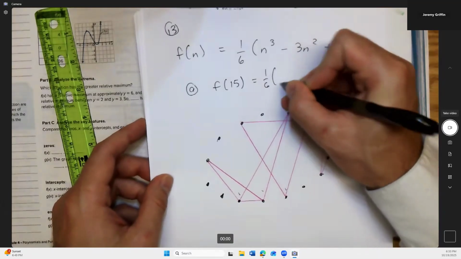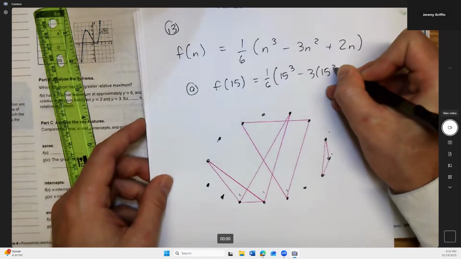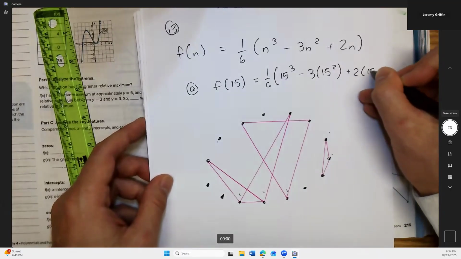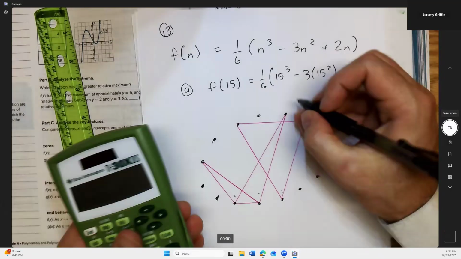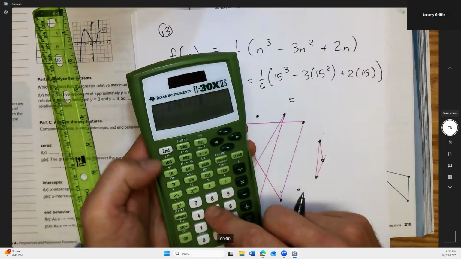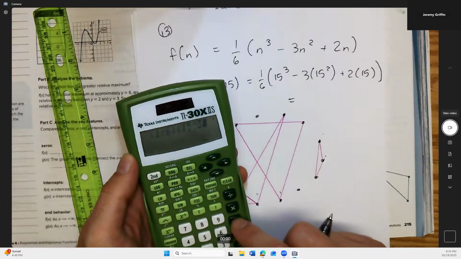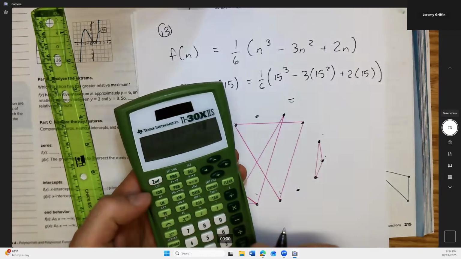So 1 over 6 times 15 to the 3 minus 3 times 15 squared plus 2 times 15. Okay, just pop that in the calculator. We're going to find out. So 1 over 6, 15 to the power of 3 minus 3 times 15 squared plus 2 times 15.